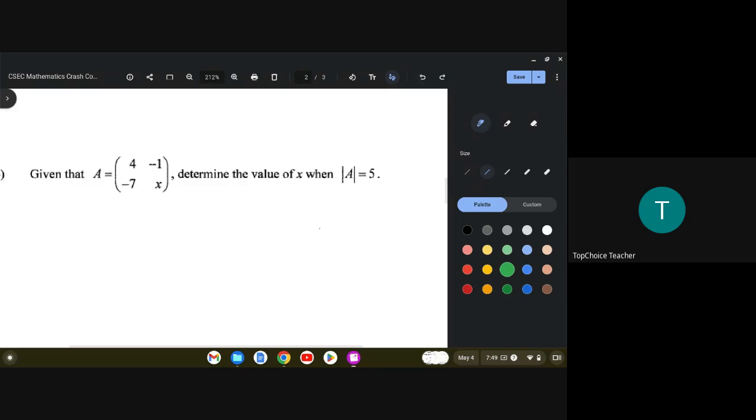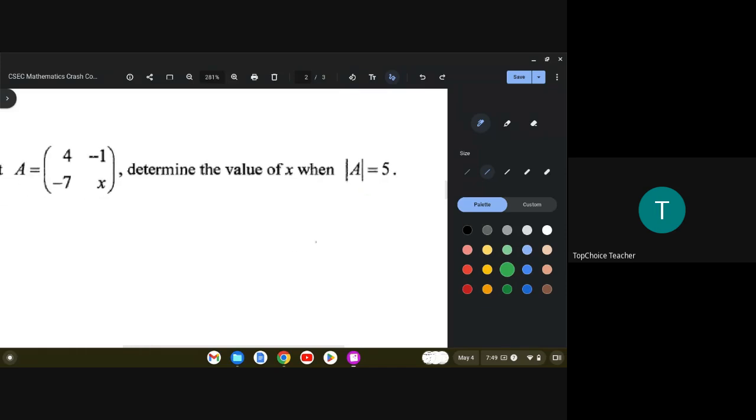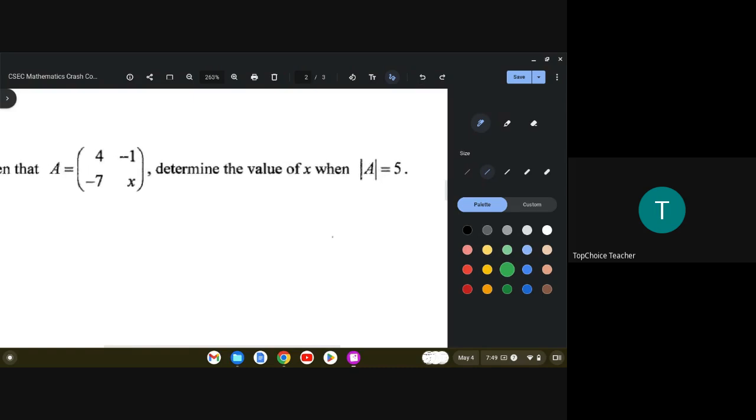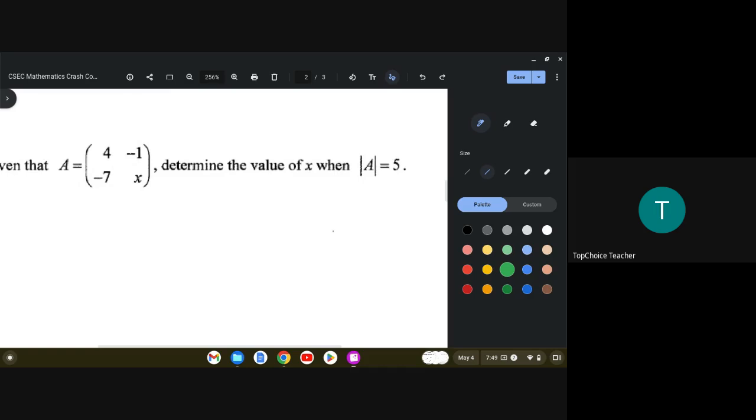What is this symbol asking us to do here? What's the name of that? The determinant. This is the modulus sign, but for this topic we call it the determinant. Do you all know what a non-singular matrix is? A singular matrix is when the determinant equals 0. A non-singular matrix is when it doesn't equal 0. So because the determinant is not 0, this is a non-singular matrix.